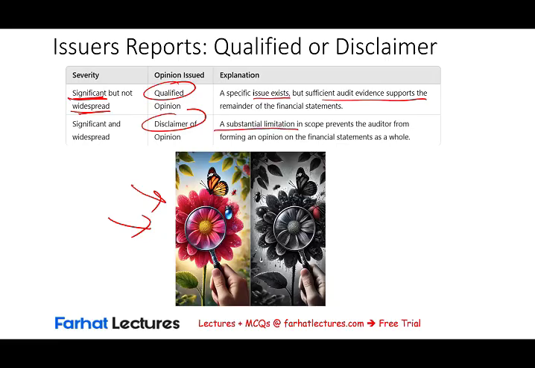So a substantial limitation in scope prevents the auditor from forming an opinion on the financial statements as a whole. So it's more serious, but we don't give an adverse. We just say we cannot collect evidence, therefore we cannot issue an opinion. Well, you draw your own conclusion.